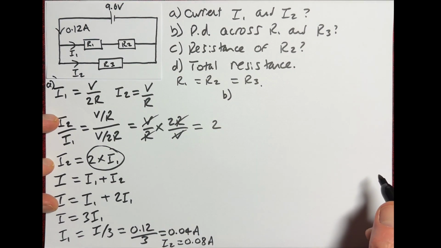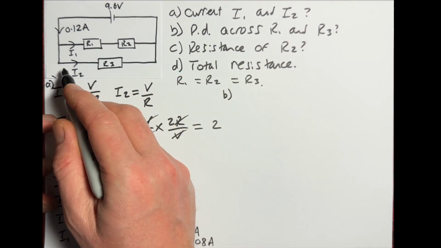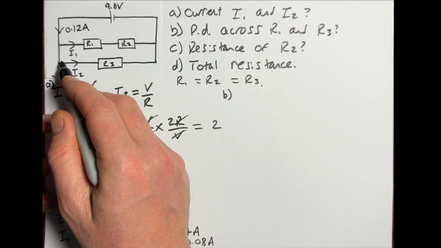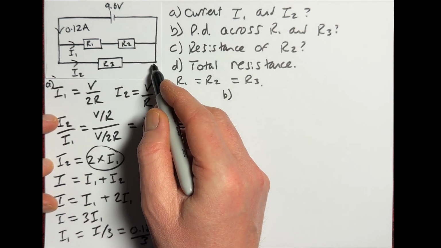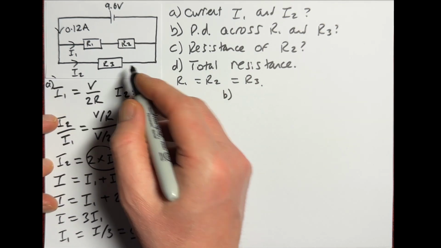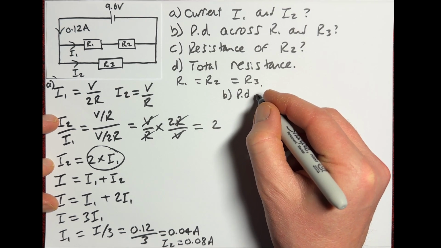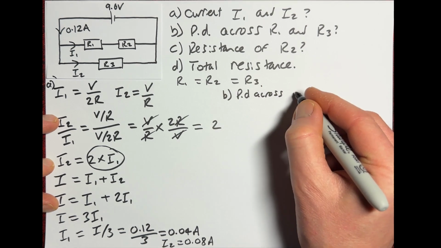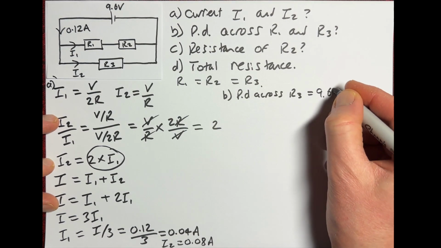Now with part B, we're looking for the potential difference across this resistor and across this resistor. Now we know that each branch, each section of a parallel circuit, has the same voltage across it, has the full battery voltage across it. So the potential difference across R3 is just going to be equal to the full battery voltage, which is 9.6 volts.